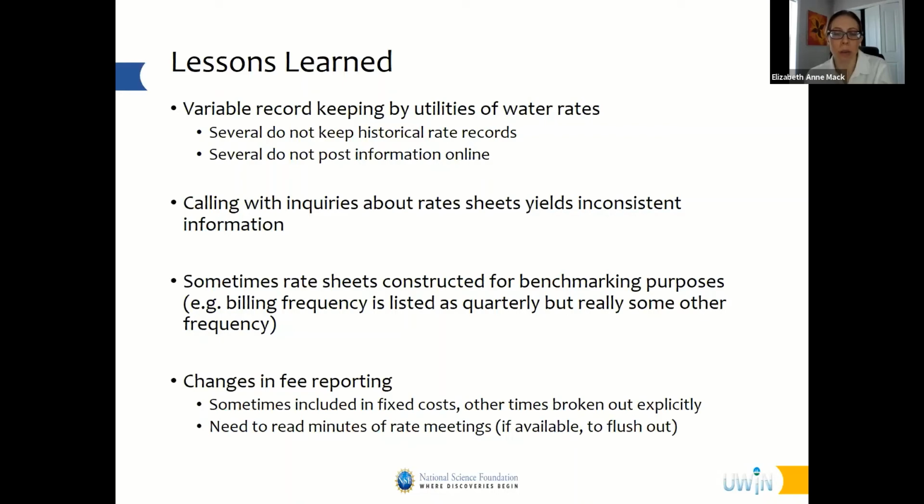If possible, you can go back and read the minutes of rate hearing meetings if they are available, to try and flesh out when particular types of fees were implemented to pay for different aspects of services. But if these aren't available, then obviously it's hard to say when exactly they were initiated.